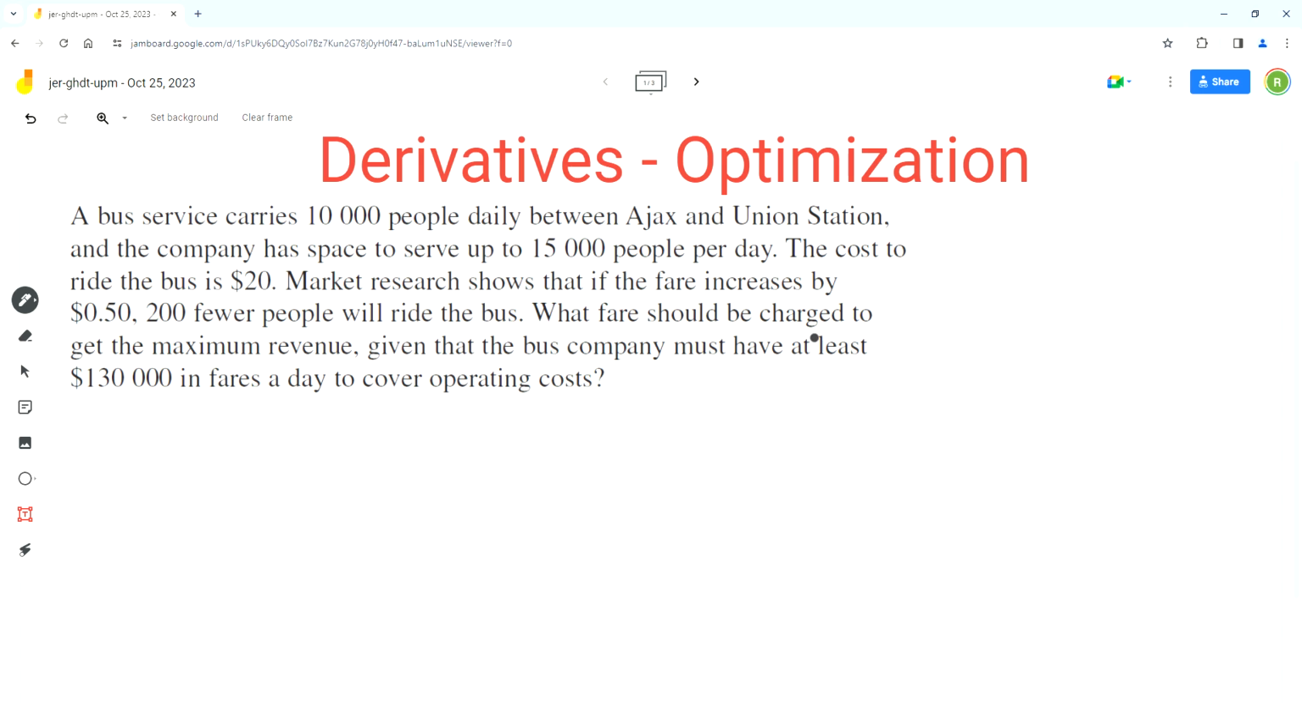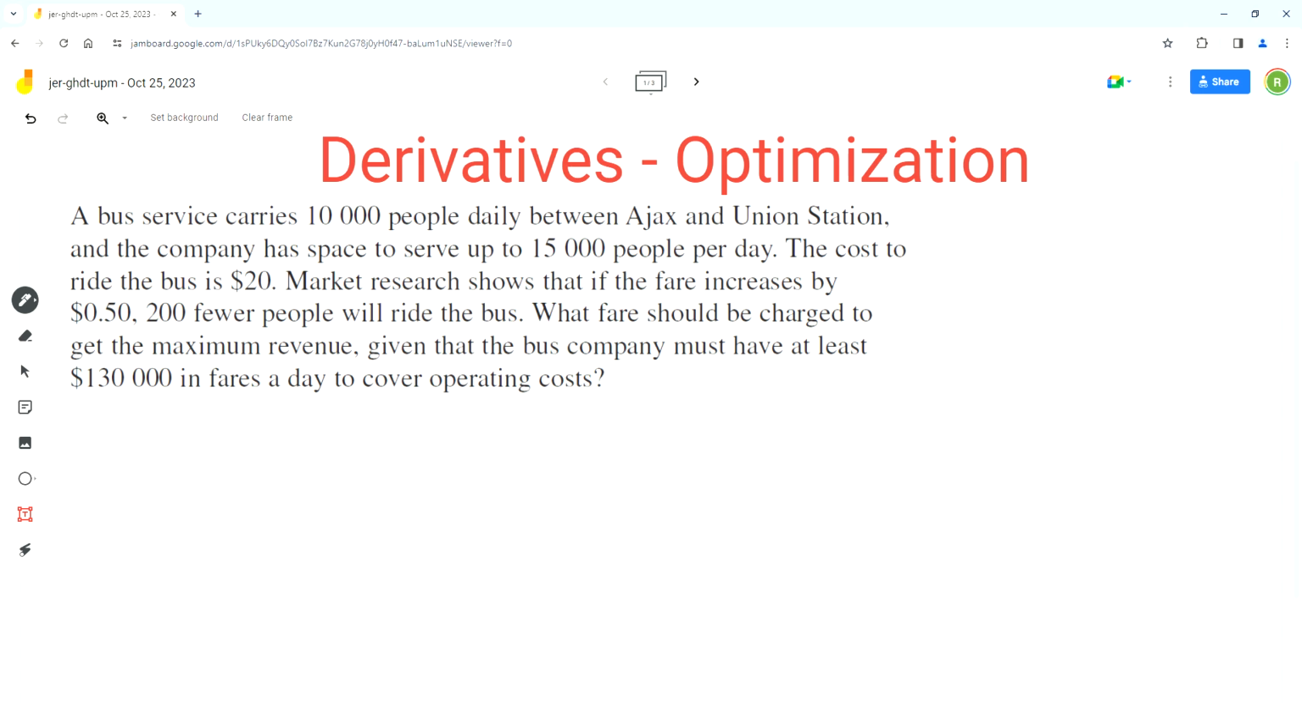So what fare should be charged to get the maximum revenue, given that the bus company must have at least $130,000 in fares a day to cover the operating costs? So here we have to find by how many 50 cents, or $0.50, should the fare be increased so that the revenue is maximized and the company earns at least $130,000 a day.